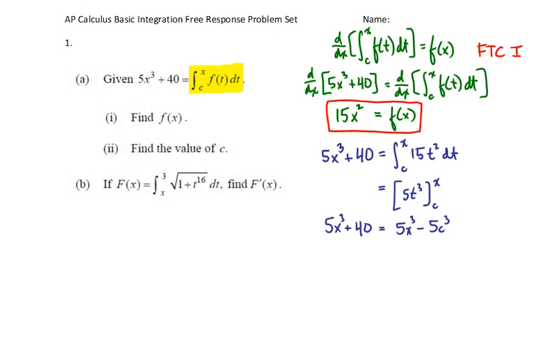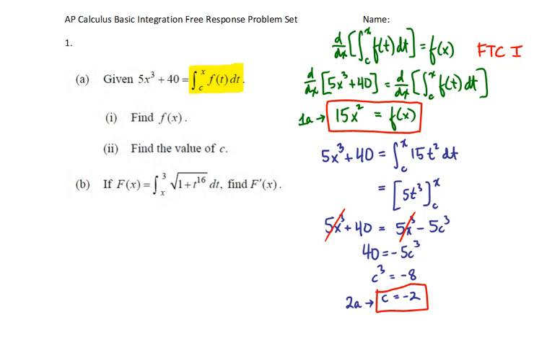At which point we can subtract 5x cubed from both sides. And we end up with 40 is equal to negative 5c cubed. Divide both sides by negative 5, so that c cubed is negative 8. And finally c is equal to negative 2. And so that's our answer for part 2 of A.